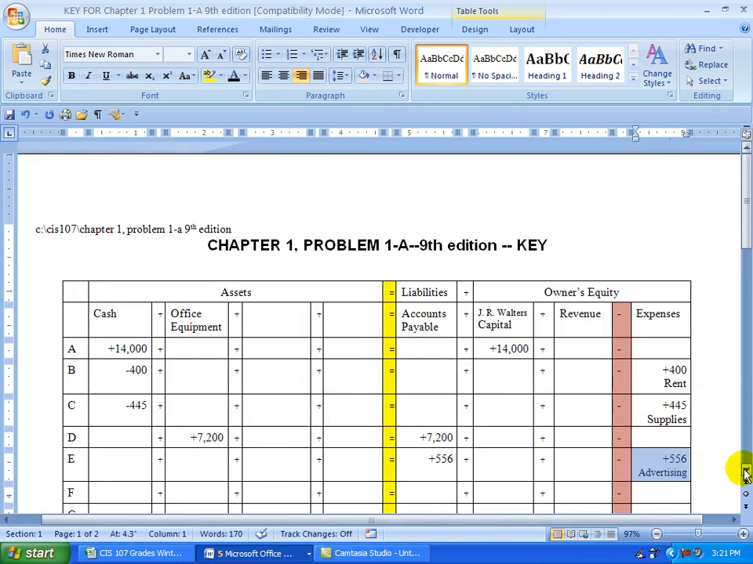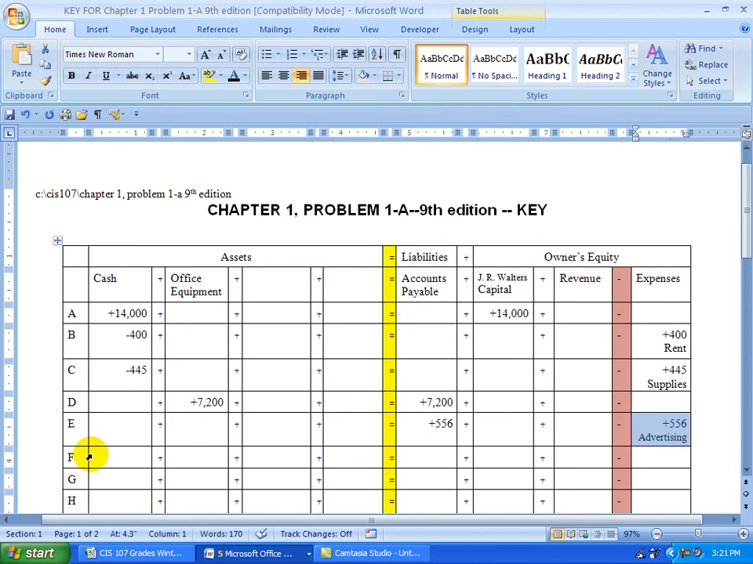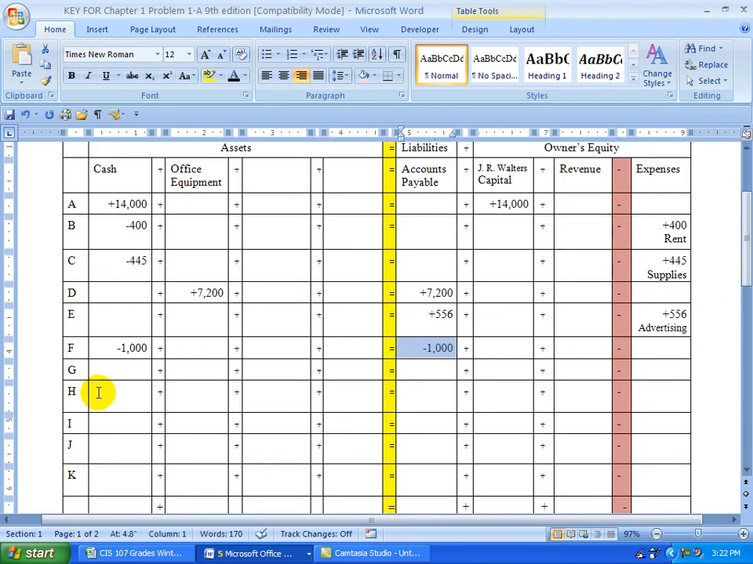Okay, going to the next one, which is letter F. In letter F, we paid on account to Bellas, a creditor, $1,000. We wrote a check. So in letter F, our cash is getting smaller, so cash is a minus. And the amount that we owe is decreasing, so we have decreased our accounts payable by $1,000. And so we have subtracted $1,000 on either side of the equation.